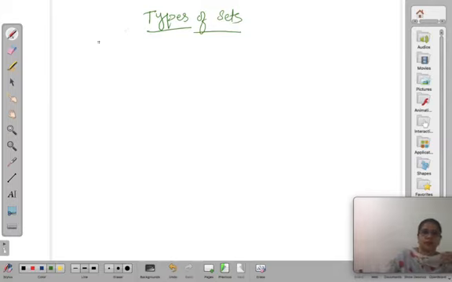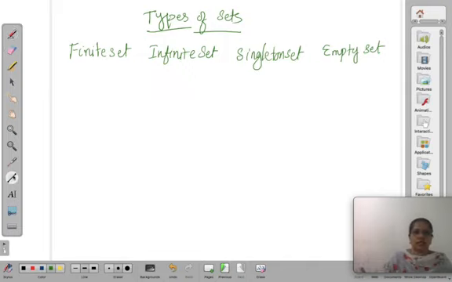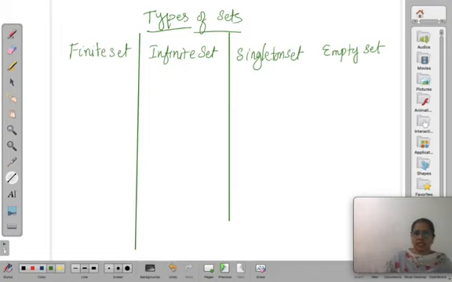Types of sets. First one is finite set. The next one is infinite set. The next one is singleton set. Then another one is empty set. So this year we are studying 4 types of sets. One is finite set, that is we can count the elements of that set. Then second one is infinite set, it is infinite, we can't count it. We can't make a total count of that set.